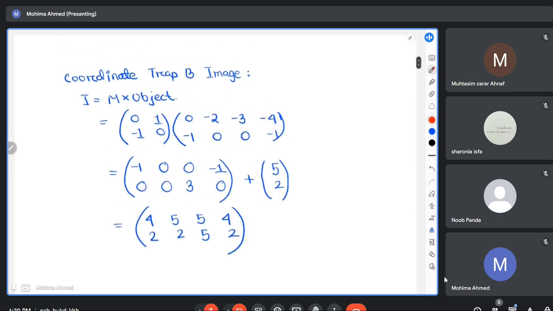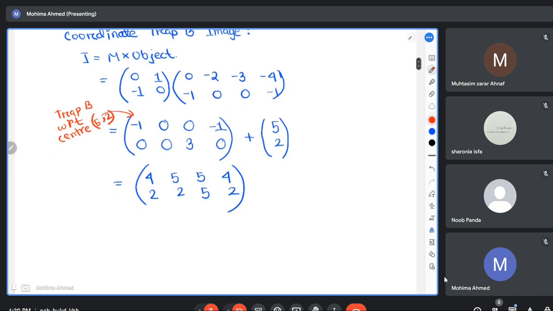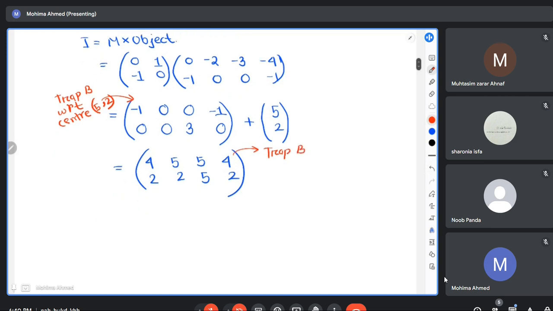Right, let me write this again. This one over here gives you the coordinates of trapezium B with respect to the center 5, 2. Okay. In order to find out the coordinate of the trapezium with center 0, 0, you're going to add that original center you subtracted from trapezium P. And now this one gives you the coordinates of trapezium B with respect to the center 0, 0. And this is what you're going to draw on your graph, right? This coordinate 4, 2, 5, 2, 5, 5, 4, 2.